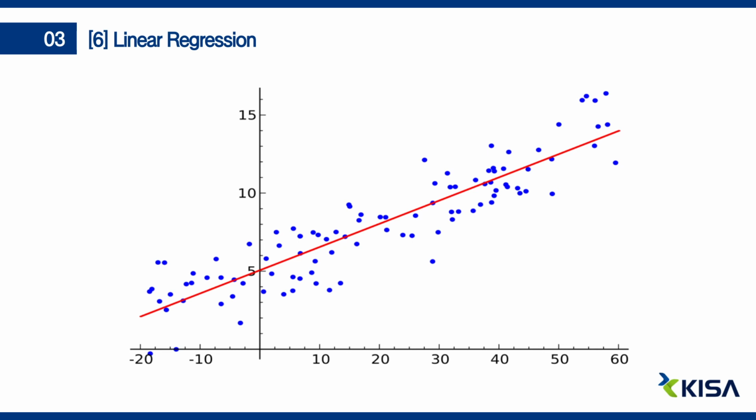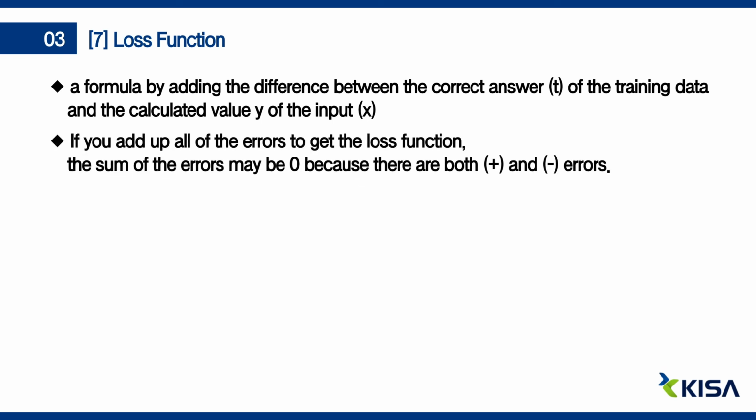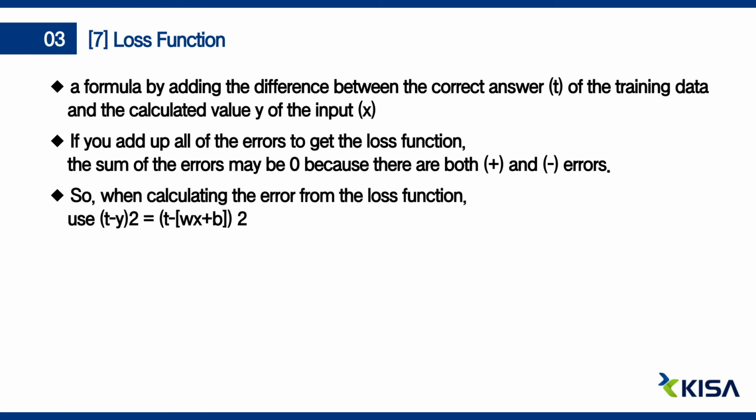In linear regression, the relationships are modeled using linear predictor functions, whose unknown model parameters are estimated from the data. The loss function or cost function is expressed as a formula by adding the difference between the correct answer, t, of the training data, and the calculated value y of the input x. If you add up all of the errors to get the loss function, the sum of the errors may be 0 because there are both plus and minus errors. So, when calculating the error from the loss function, use the sum of squared error.